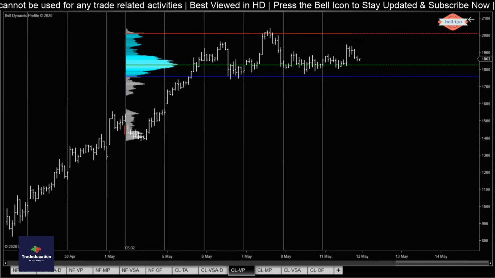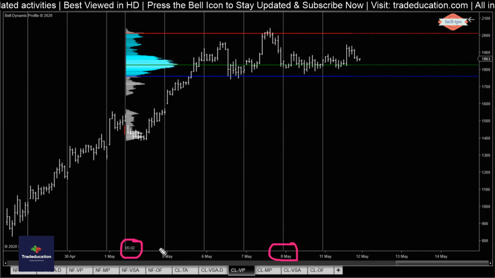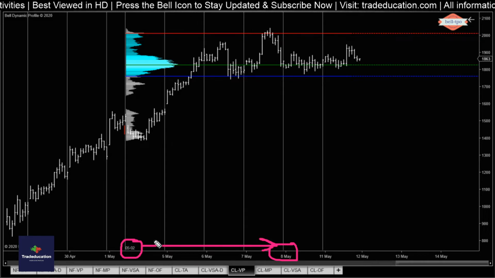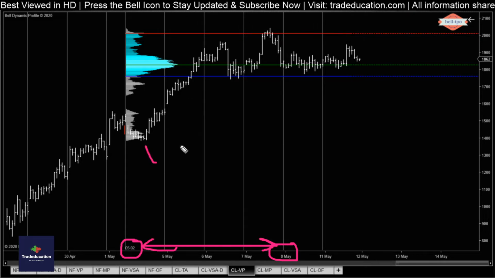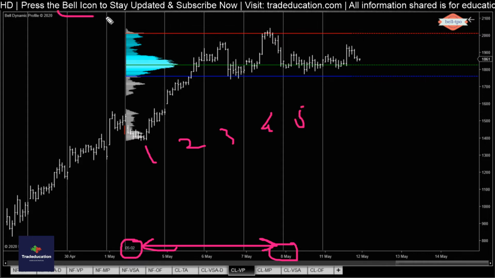The reason for taking a long trade is because if you see, this is the range. So the range from 2nd of May till 8th of May. So this is about 5 days. So this is again a 5-day range: 1, 2, 3, 4, and 5. Okay, and this is a 60-minute chart or a 1-hour chart.